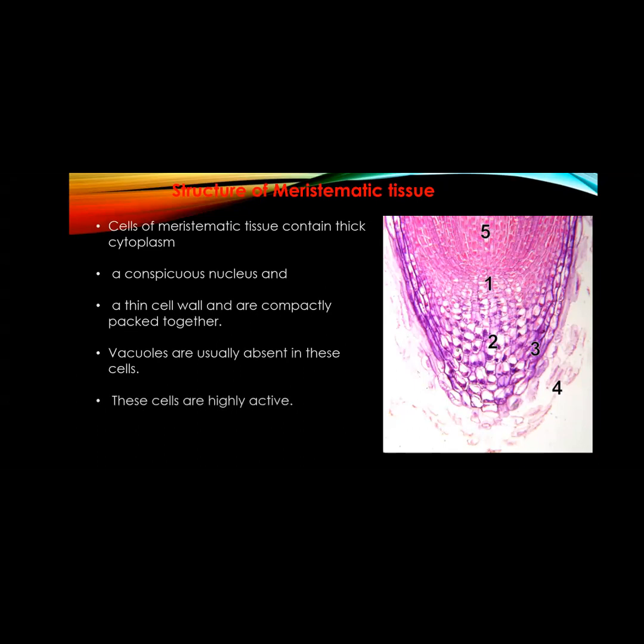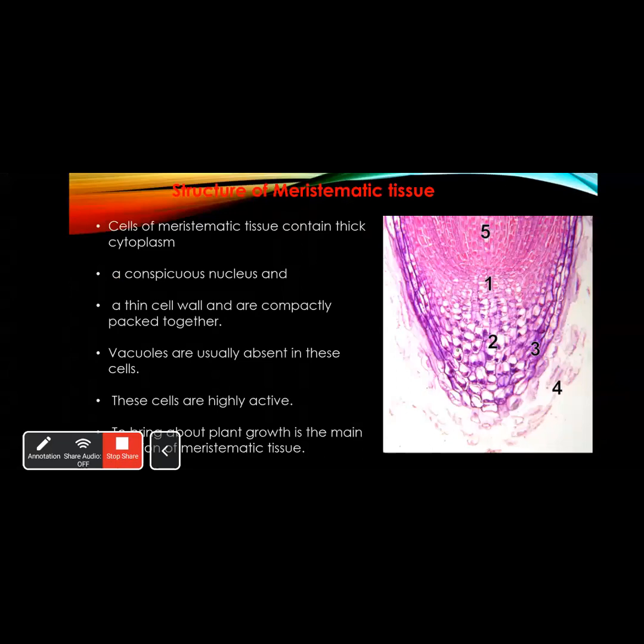Vacuoles are absent, and these are highly active cells. Highly active for division, highly active for multiplication. Their number goes on increasing very rapidly. That's what we have seen in the case of the onion in jar A. When the root tips were not cut, the root kept on growing continuously. Function of this meristematic tissue is to bring the growth of the plant.